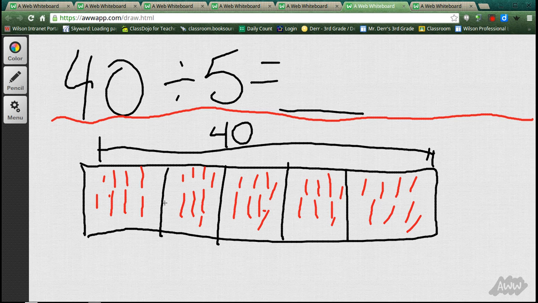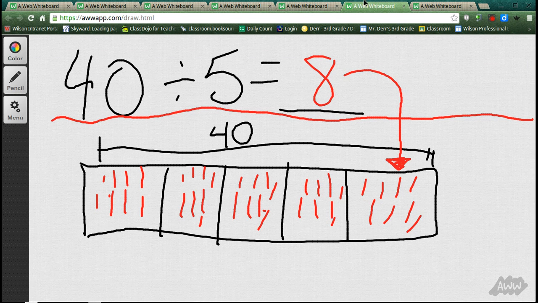So 40 divided by 5, well, it's not going to be 40, but how many go into this one box? So we say 8. That's right, we have 8. 40 divided by 5 is 8. You think of that fact family, that 40 divided by 5 equals 8, because we know that 8 times 5 would be our 40.